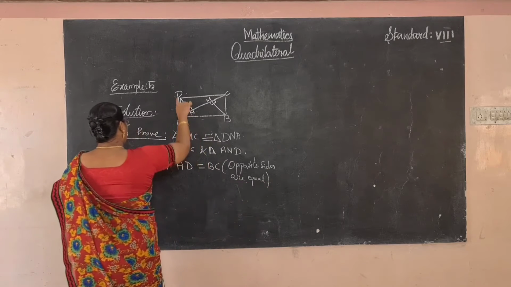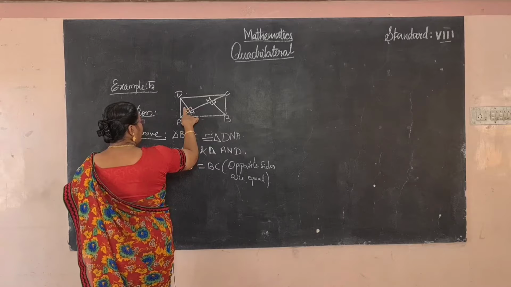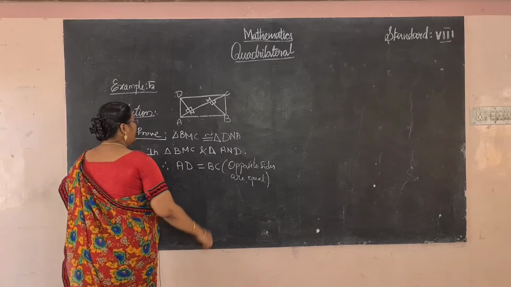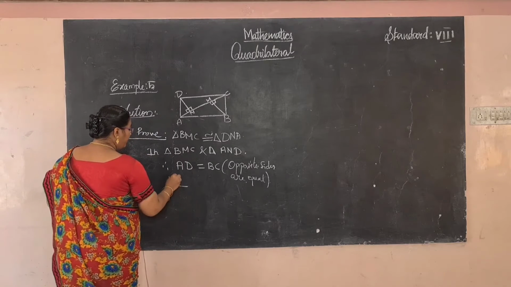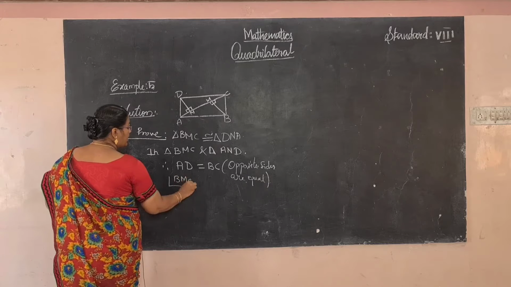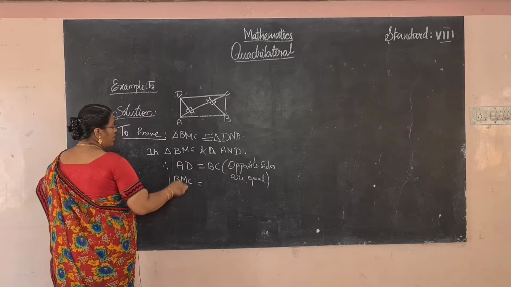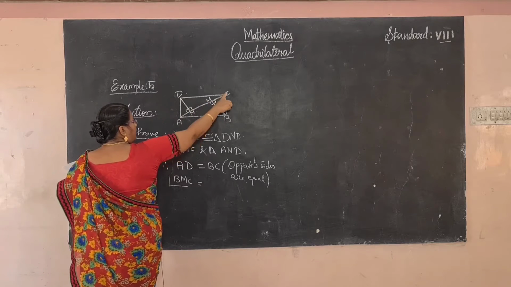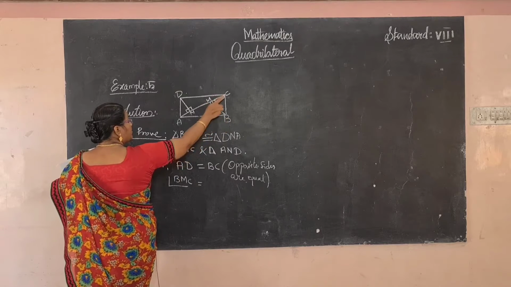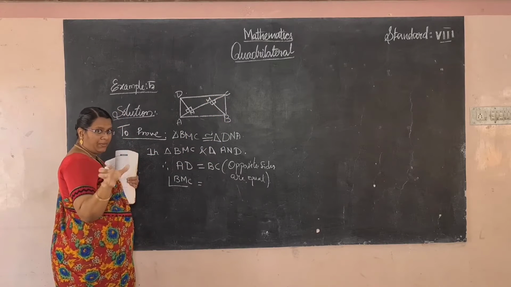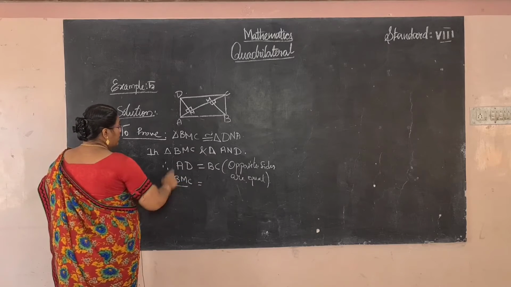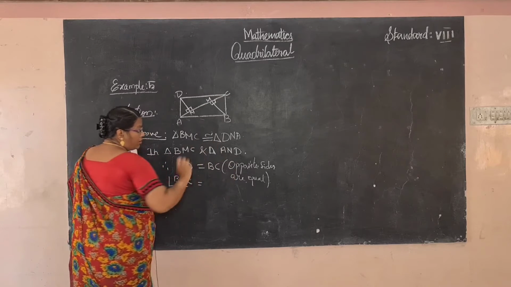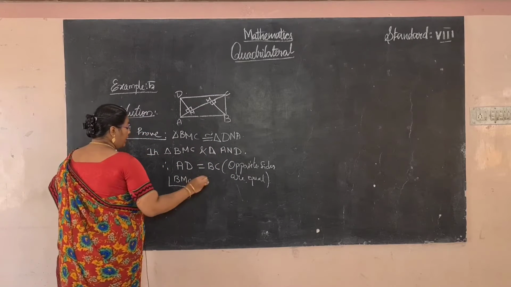And here in DNA, N is 90 degrees. Here BMC is 90 degrees. Angle BMC. Why did we do this process? We have to prove this triangle AND and this triangle BMC are congruent. Both look the same, so we are going to prove that. Okay, so now we have proved the sides are the same. Why have we said the opposite sides are equal in a rectangle?